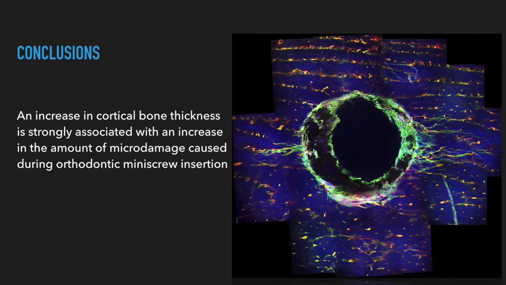The difference in microdamage observed between 1 millimeter and 2 millimeter thick bone provides the histological evidence to support the pre-drill protocol. The main findings of this study reveal that an increase in cortical bone thickness is strongly associated with an increase in microdamage formed during insertion. Clinicians are advised to consider the cortical bone thickness when inserting an orthodontic miniscrew in order to minimize unwanted microdamage.